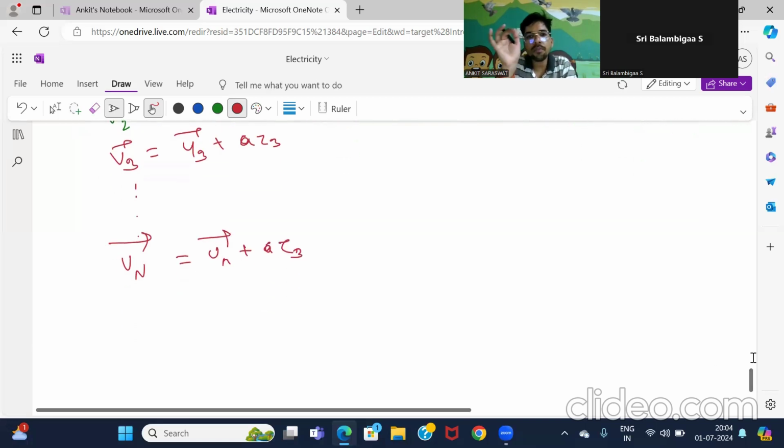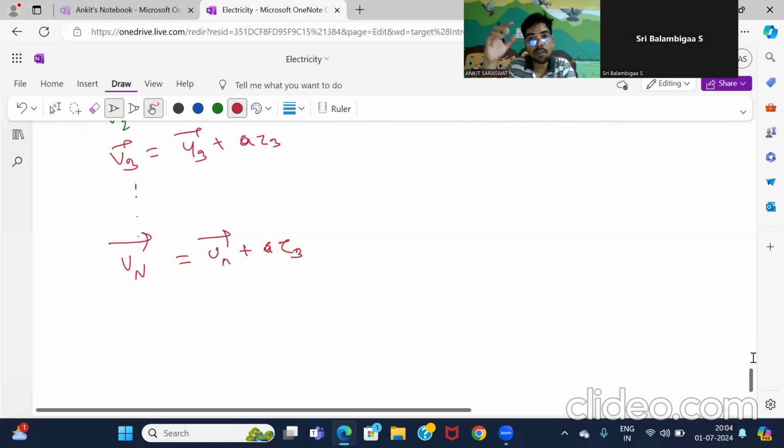One electron is moving with thermal velocity V1. Before striking the next collision, it is going with V1. Another electron is going with V2. Another electron is going with V3. So every electron has a different V1, V2, V3. So what we will do, we will take the average. What is the average of all these velocities?